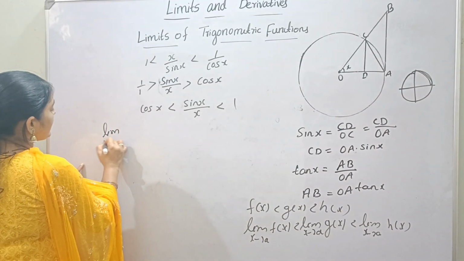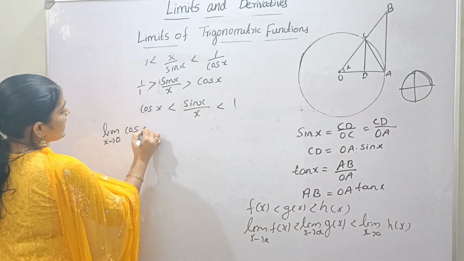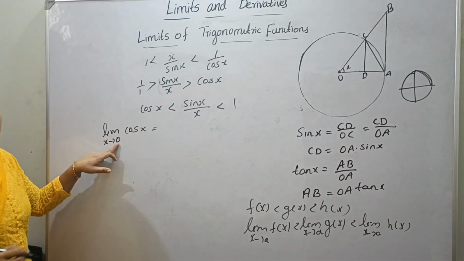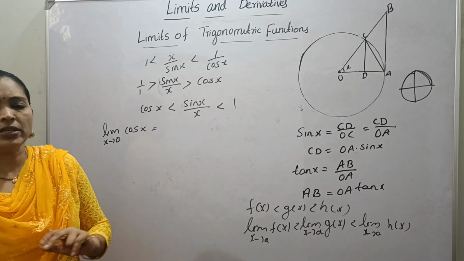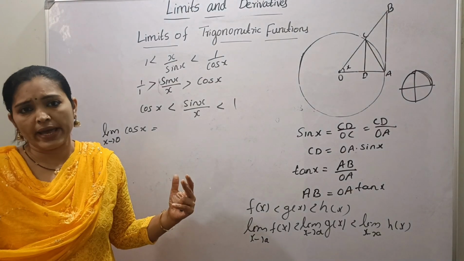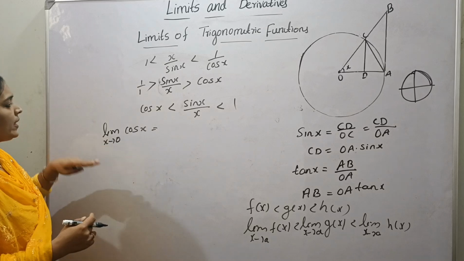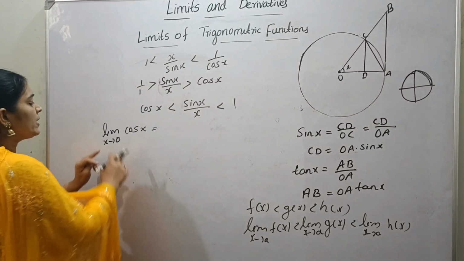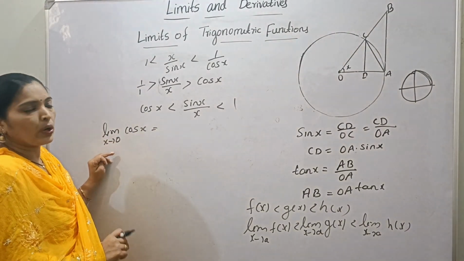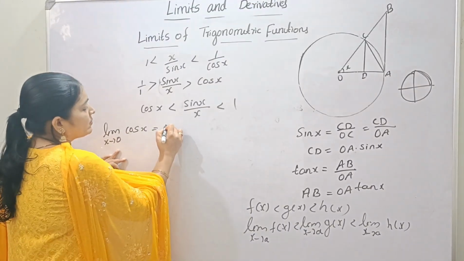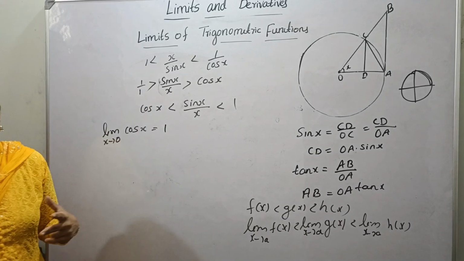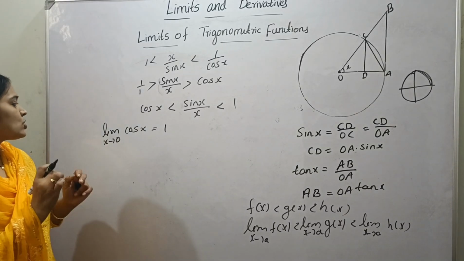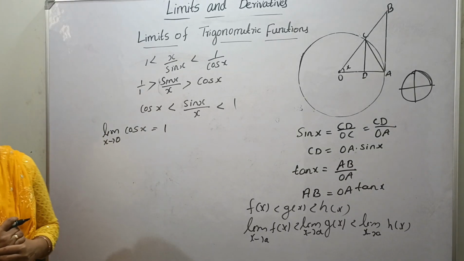The limit as x tends to 0 of cos x, that is, substitute x equal to 0. Whatever limits you are asked to find, first you apply the direct substitution method. So let us apply direct substitution. Put x equal to 0: cos 0 is 1. So when applying this method we have got 1, and that is the answer. So the limit as x tends to 0 of cos x is equal to 1.